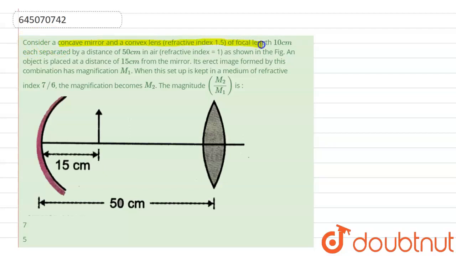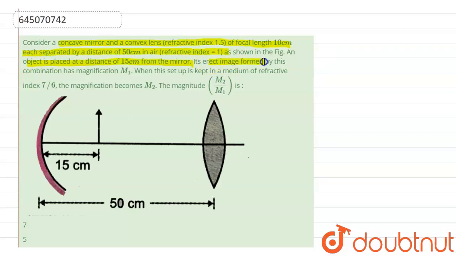Hello students, our question is: consider a concave mirror and a convex lens of focal length 10 cm each, separated by a distance of 50 cm in air. The refractive index of air is 1, as we already know. An object is placed at a distance of 15 cm from the mirror.